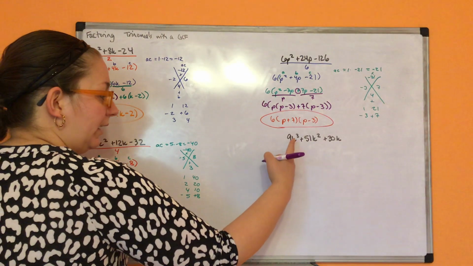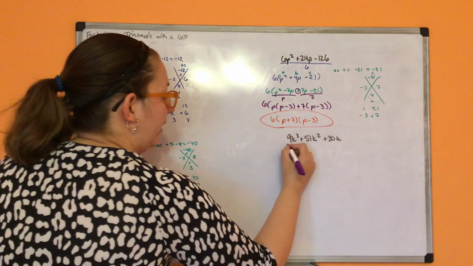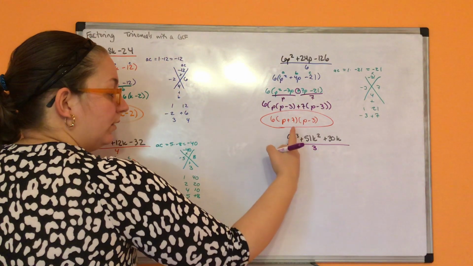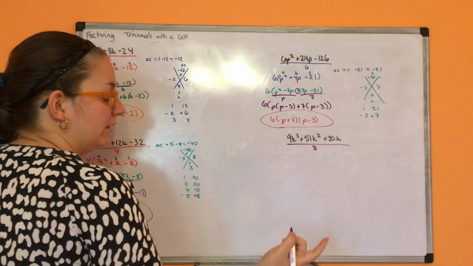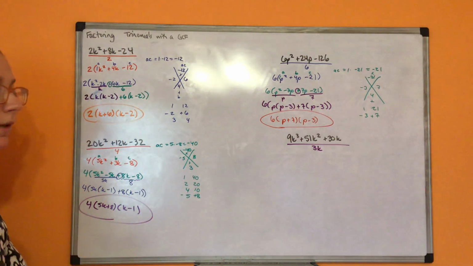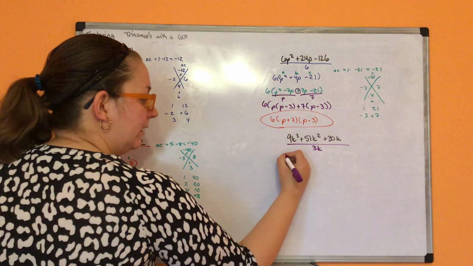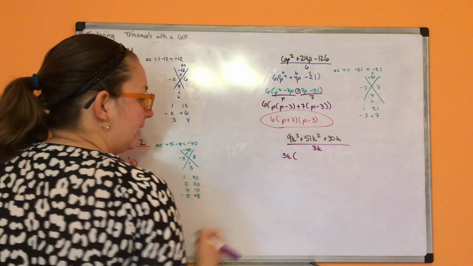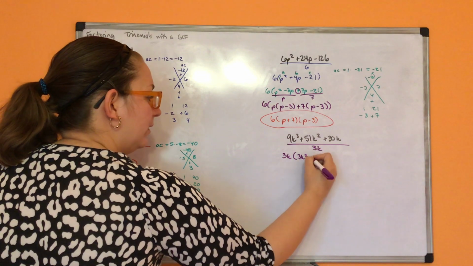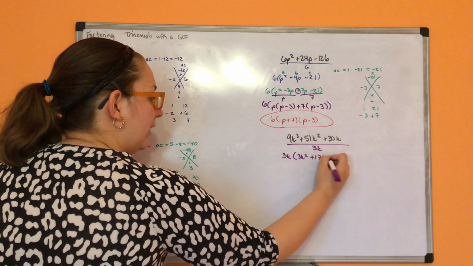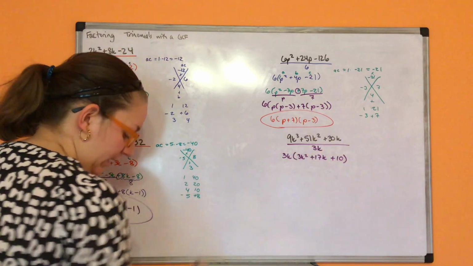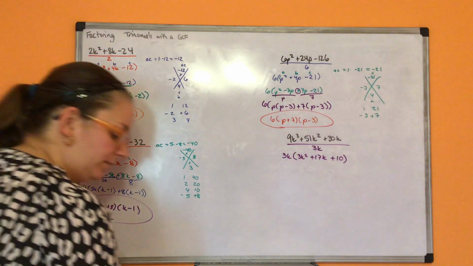Biggest number I can divide 9, 51, and 30 by is 3. And then the biggest factor of k I can divide all those by is just regular k. The only one I can divide all 3 of those by is regular k. So 3k is my GCF, it goes in front. When I divide, I get 3k squared plus 17k plus 10. Just 10 here because the k's cancel for that very last term.